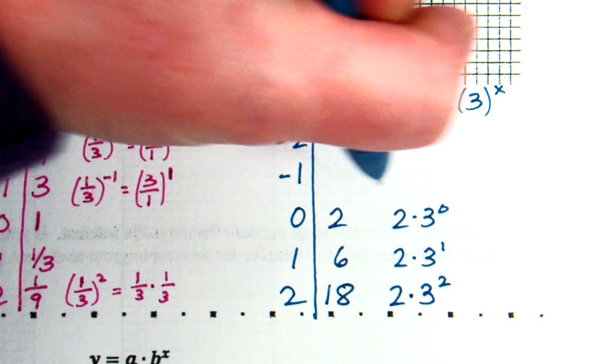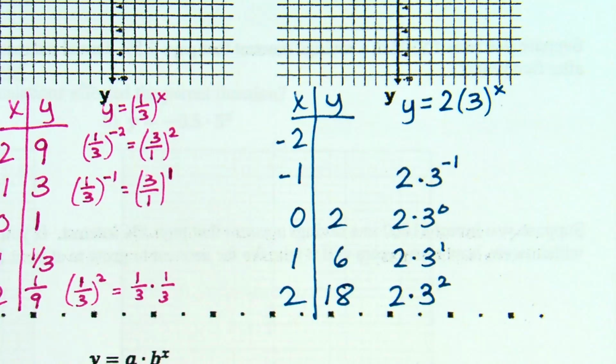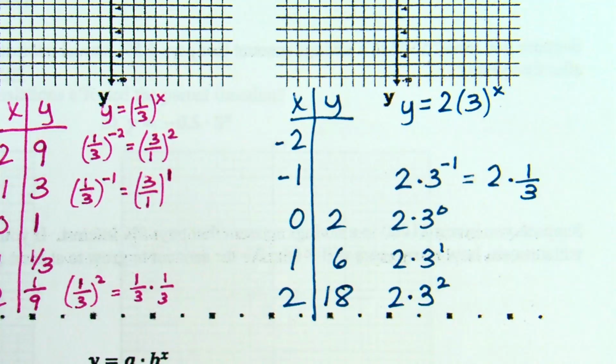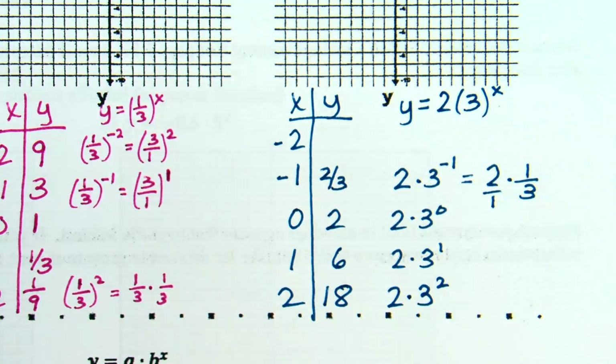Okay, you ready for the fraction? 2 times 3 to the negative first. What is 3 to the negative first? 1 over 3, 1/3. So now it becomes 2 times 1 over 3. Well, what is 2 as a fraction? 2 over 1 times 1 over 3 is 2/3. So this is one where you can't just flip what we got at the bottom of our XY chart.